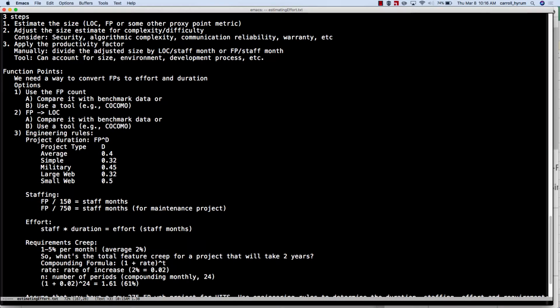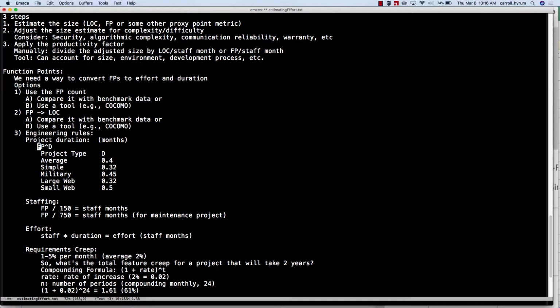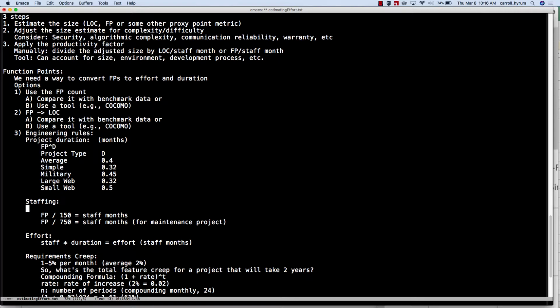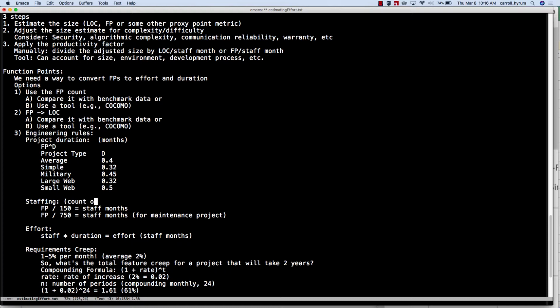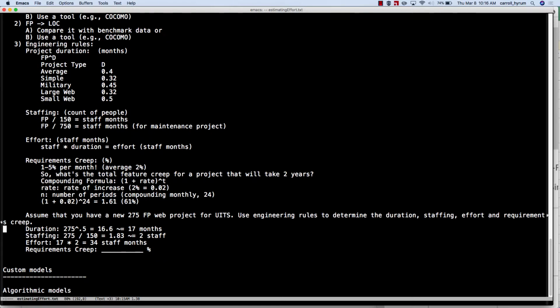Okay, so we have duration is months. Staff is count of people. And people don't like to be divided up. Effort is staff months. And then the unit for requirements creep is a percentage, okay?